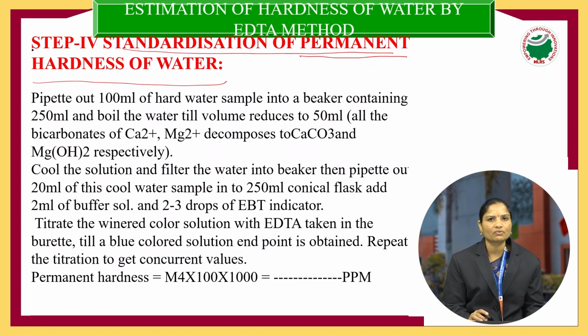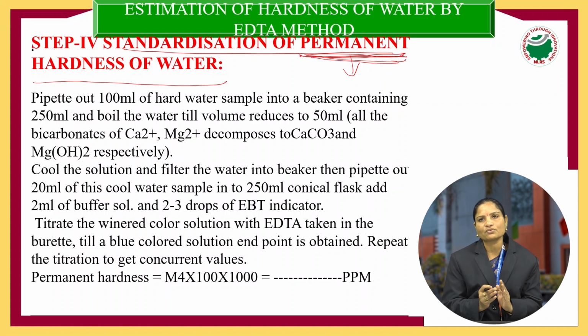And why are we using boiled water only? Because temporary hardness can be removed by the boiling process. So we have to find out only the permanent hardness causing salts. This hard water has the presence of calcium or magnesium ions. All the ions will be there, temporary hardness causing salts and permanent hardness causing salts. So we have to remove the temporary hardness causing salts. How do we remove them? By the boiling process.